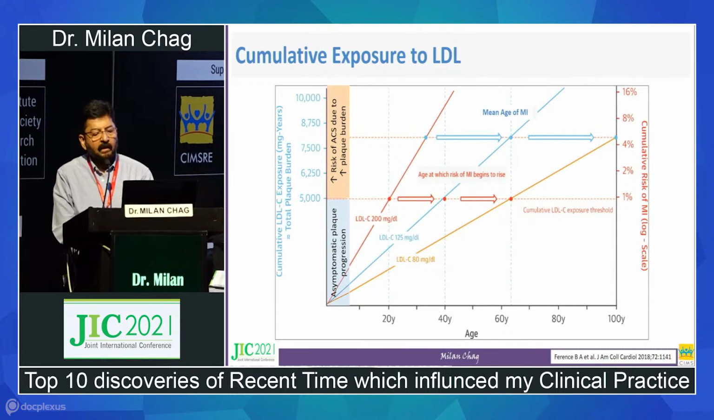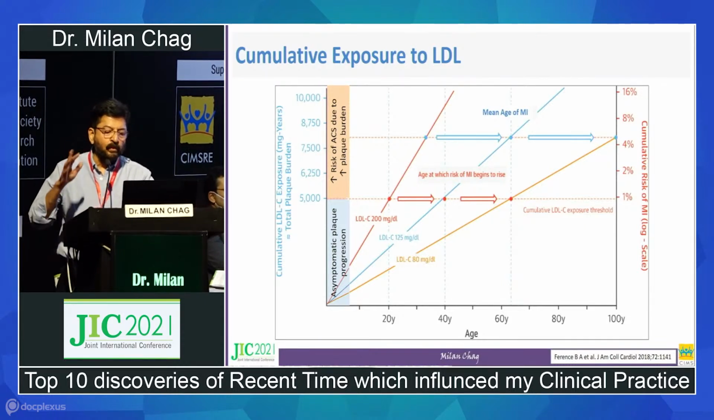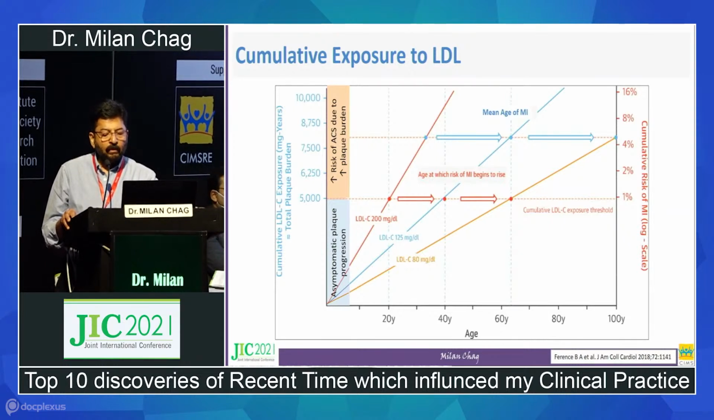In the same way, if LDL was 80 milligram per deciliter since childhood, he would cross this cumulative LDL exposure threshold at age of 65 and may get MI at age of 100. So if you try to keep your LDL around 80, you may not die of atherosclerosis. So that is the goal, or that is the message. But if your LDL was say 200 from early childhood, he would cross this threshold as early as age of 20, and he will get MI in early 30s.